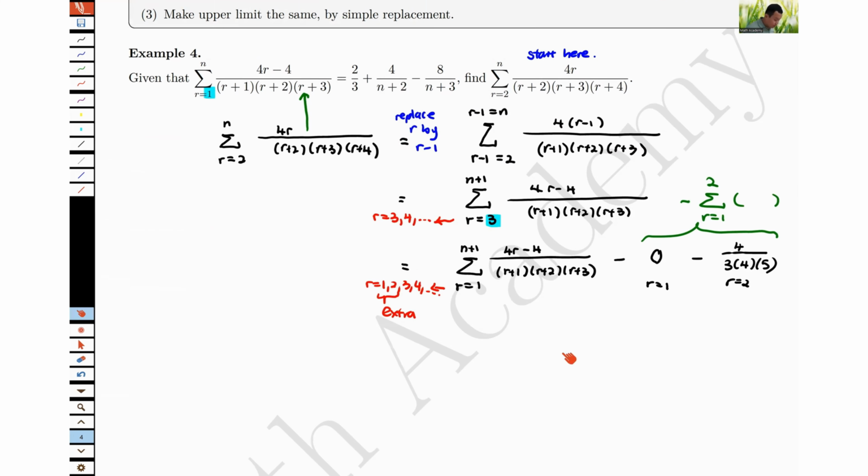And the last step is usually the upper limit. Upper limit n plus 1. The given one is n. So we just change this accordingly to n plus 1. That's why I say the upper limit is a simple replacement on the right side. So we finish up. Let's change to n plus 1.